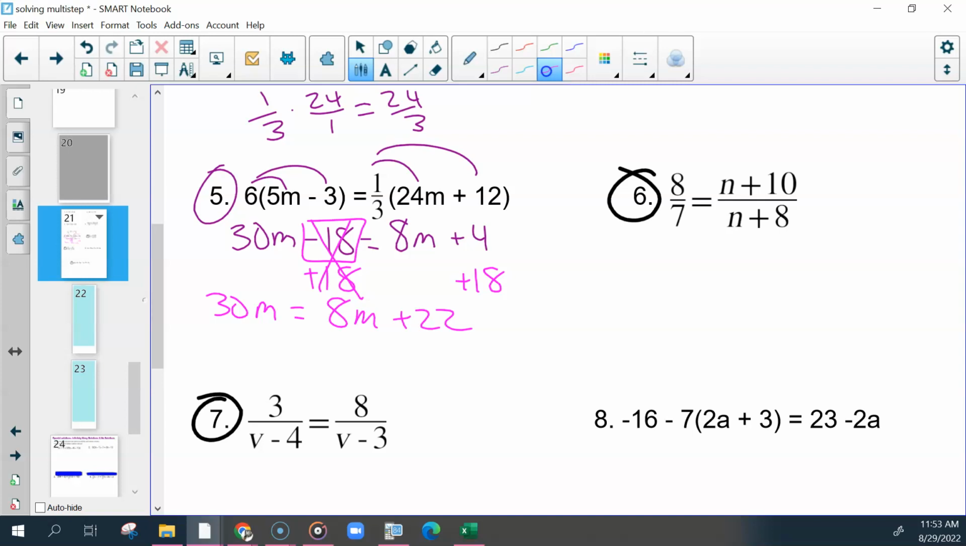And then we would need to go back and move this 8m back to the left. So opposite is already positive, we would need to subtract. So we end up with 22. So now we have a variable on one side, a constant on the other, and we can solve this by dividing. What would our n equal? 1. 1.